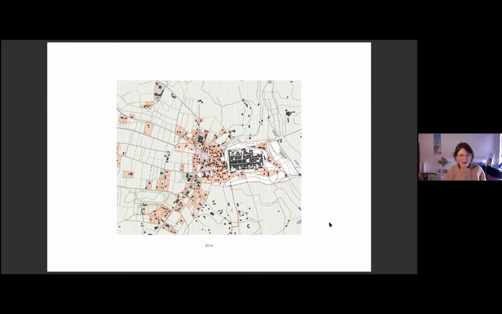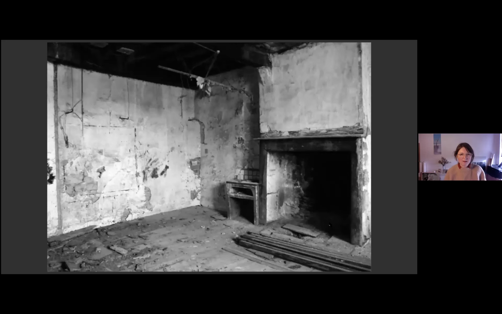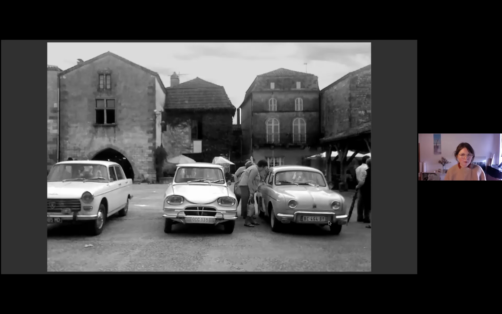This is the town now, and there's this paradox between this kind of emptying out of the centre of the town itself and this growth within the landscape. This is a derelict property within the town. Cultural life of the town as a result has become focused on events for tourists and for quite a sort of affluent retired European community of residents. This is a classic car show in the centre of town.